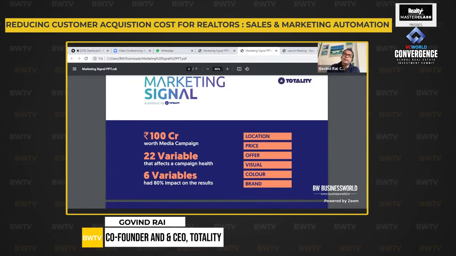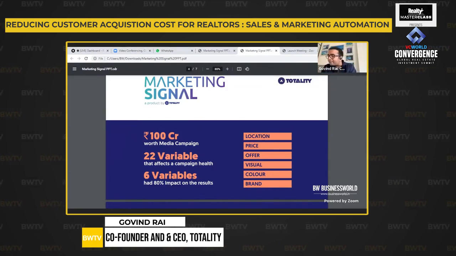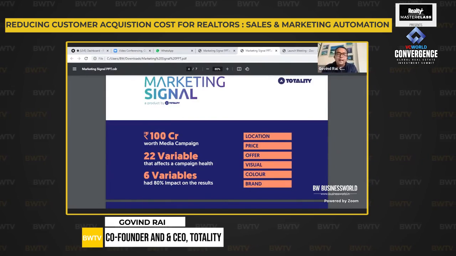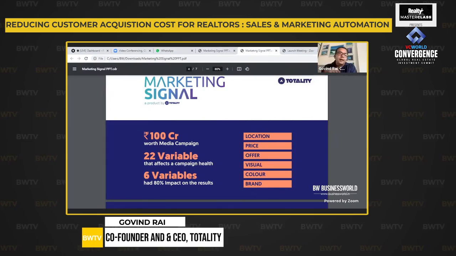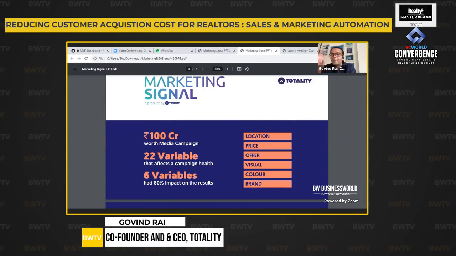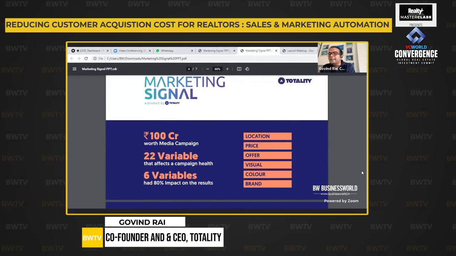We ran all this data via the 100 crore campaign budgets that we were spending via different mediums for different brands that we are working with. And eventually we realized out of these 22 variables, there are 6 variables which are having the 80% impact in terms of the overall trend of overall campaign health, and how the costs were going up and down. And that's where we focus upon these 6 variables.